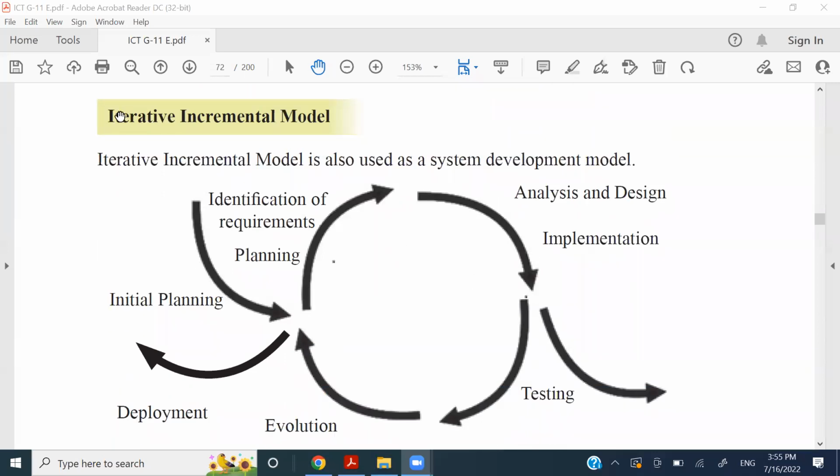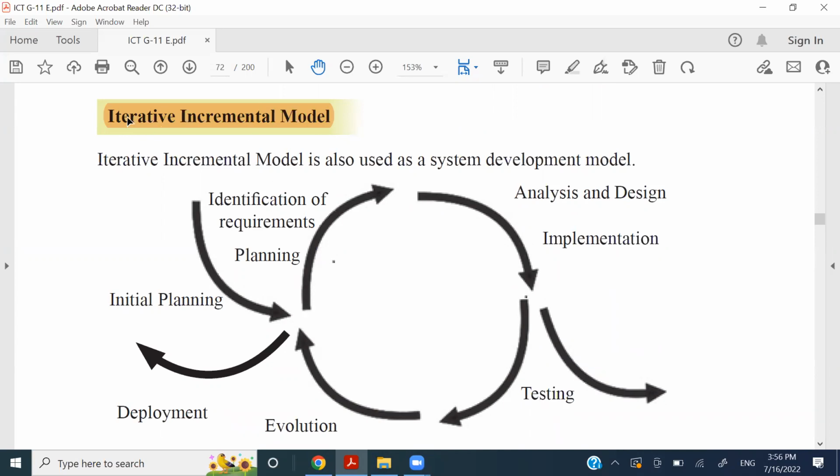And yeah, let's write about the iterative incremental model first. So I have this subheading. Then I'll show you what to be written. Then I will send that diagram to the WhatsApp group so you can copy it down, since there are little misdrawings in the books, right?